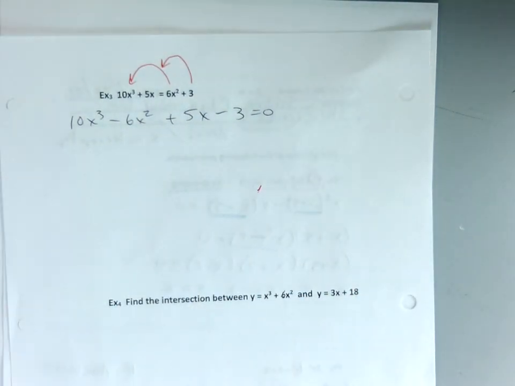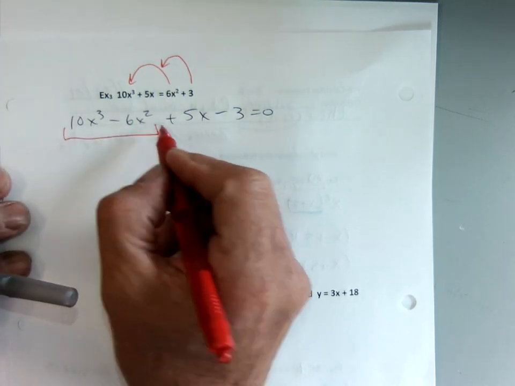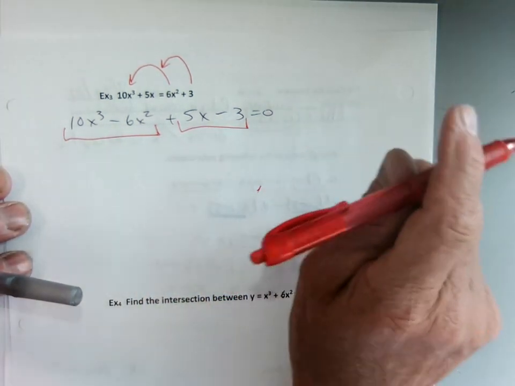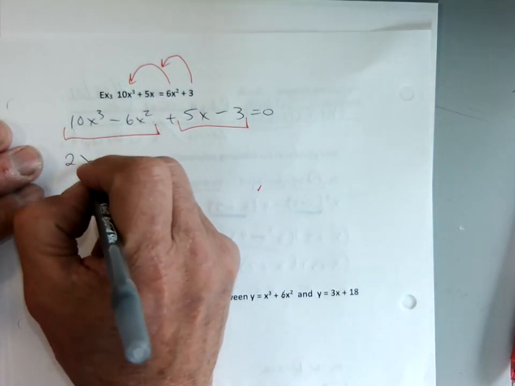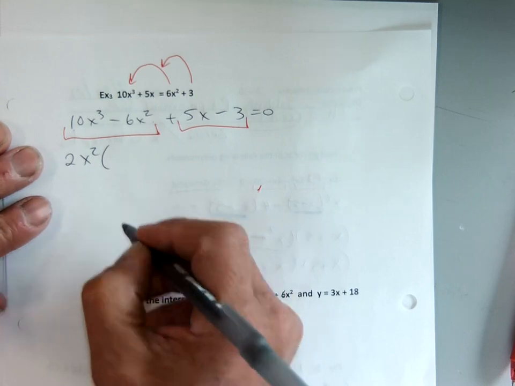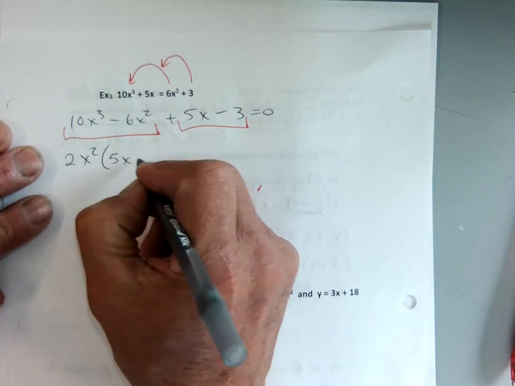Now, with grouping, you don't have to put those two with those two. You can regroup, and it'll still work. I think that'll work the way I have it grouped, but you can regroup anytime you need to. That's kind of like that extra we saw the other day, right, Ellie? So I'm okay with this group. I'm going to put these two together. So I'll take out a 2x squared, right? And I'll have a 5x minus 3.